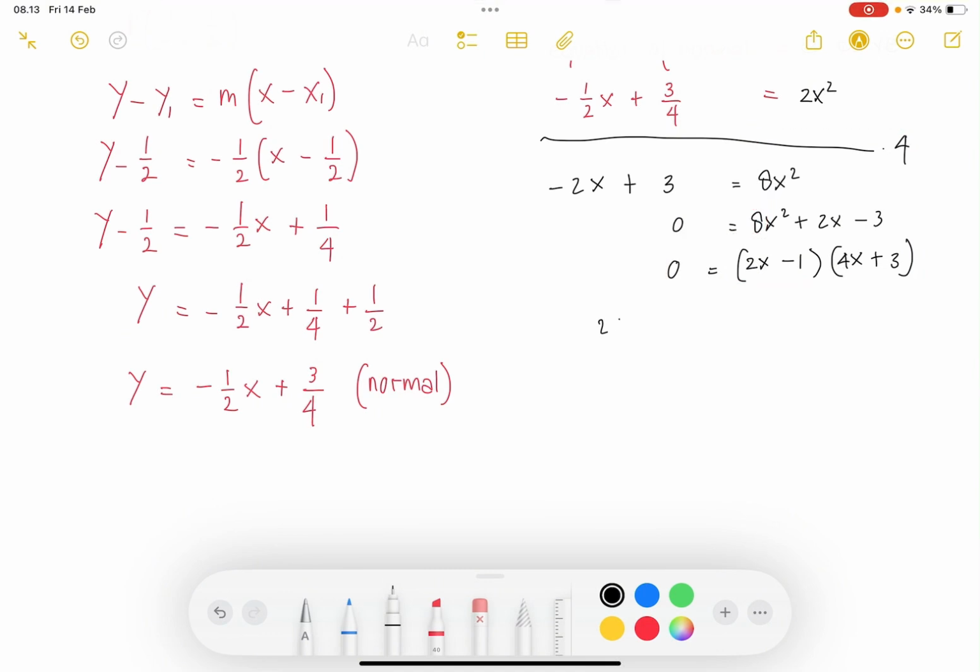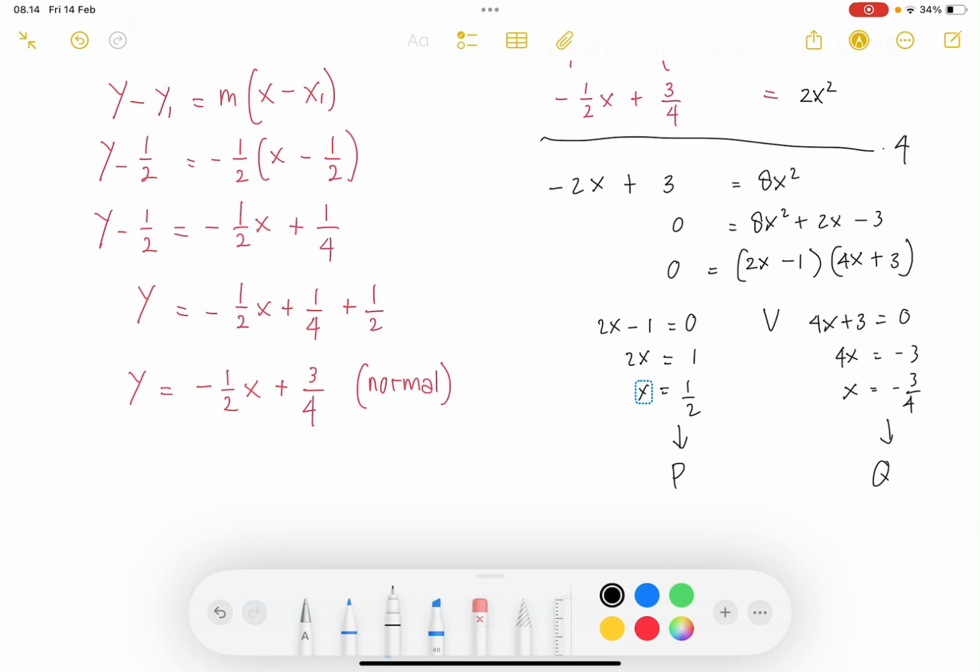So 2x minus 1 equals 0, so x is going to be 1 over 2. Or the second one is this one: 4x plus 3 equals 0, so 4x is going to be minus 3, so x is going to be minus 3 over 4. Now my question: we found earlier that x equals 1 over 2, this one, right? So we will not use that. Then which x will we use for Q? This is for P earlier. This one is for Q.